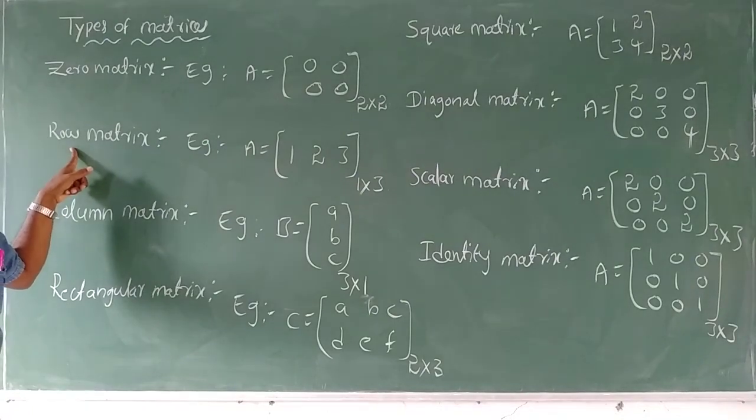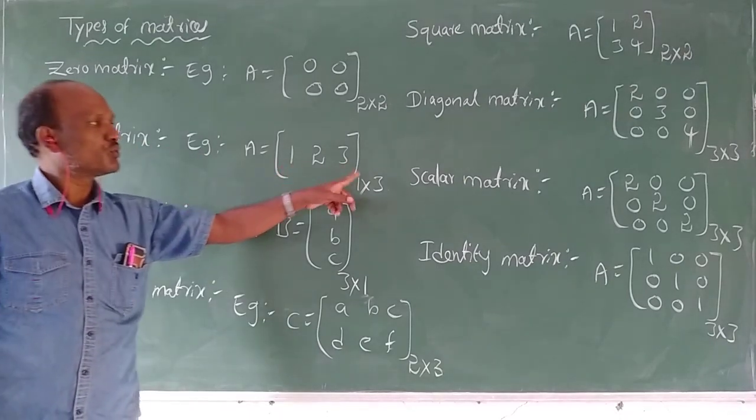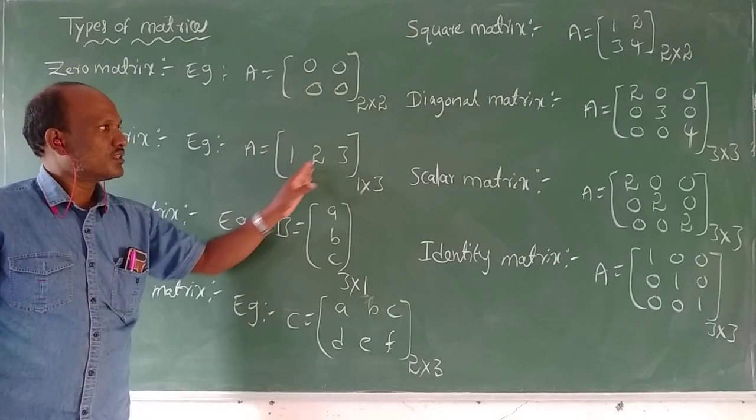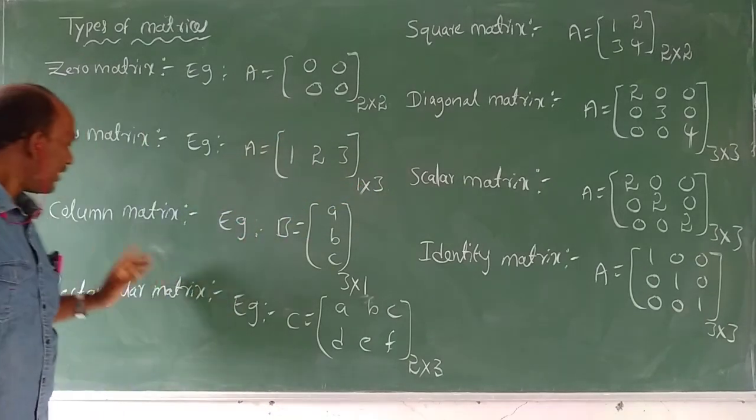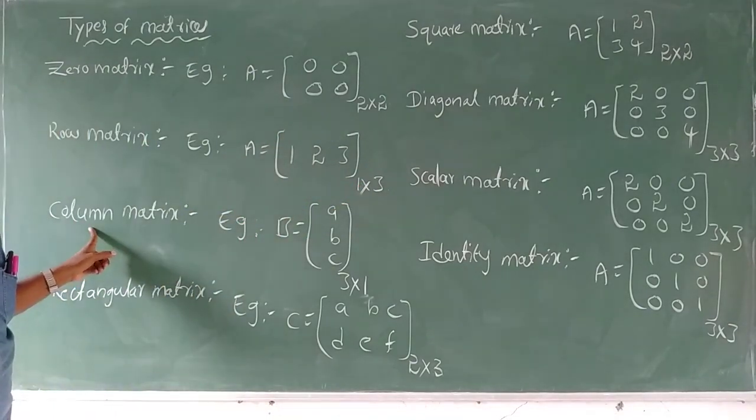Next, row matrix. A matrix having only one row is called row matrix. For example, 1 2 3. Only one row, 3 columns, 1 by 3. Next, column matrix. A matrix having only one column.